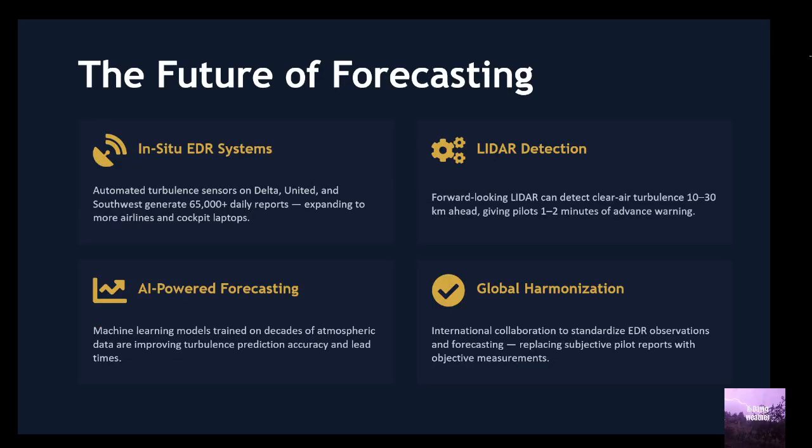The future of forecasting. In situ EDR systems. Automated turbulence sensors on Delta, United, and Southwest generate 65,000-plus daily reports, spreading to more airlines and cockpit laptops. AI-powered forecasting. Machine learning models trained on decades of atmospheric data are improving turbulence prediction accuracy and lead times.